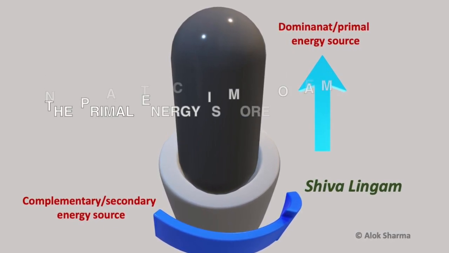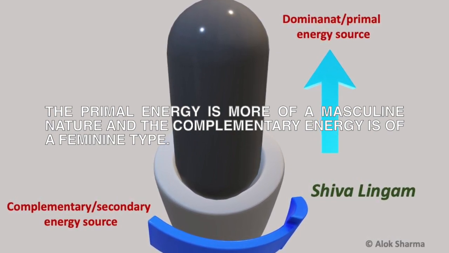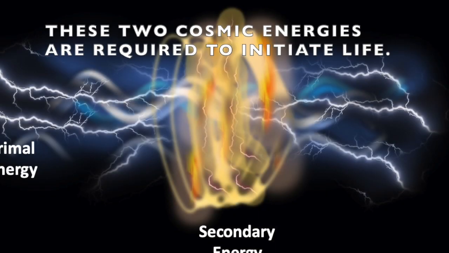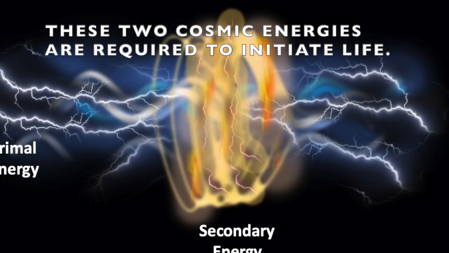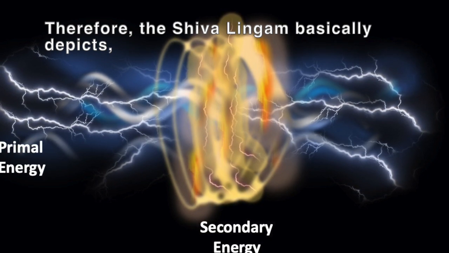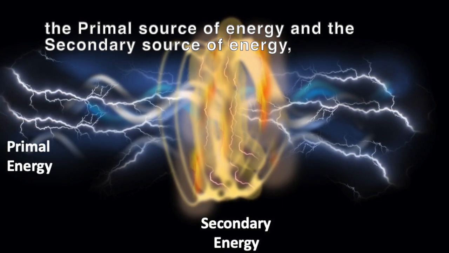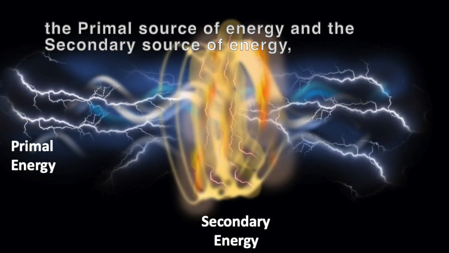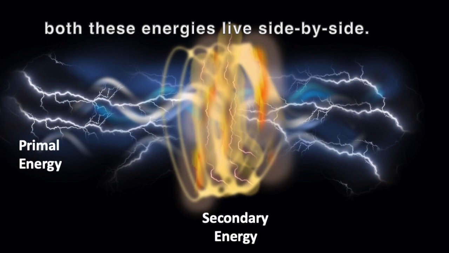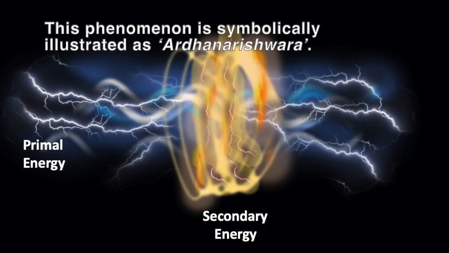The primal energy is more of a masculine nature, and the complementary energy is of a feminine type. These two cosmic energies are required to initiate a life. Therefore, the Shiva Lingam basically depicts the primal source of energy and the secondary source of energy. Both these energies live side by side. This phenomenon is symbolically illustrated as Ardhanarishwara.